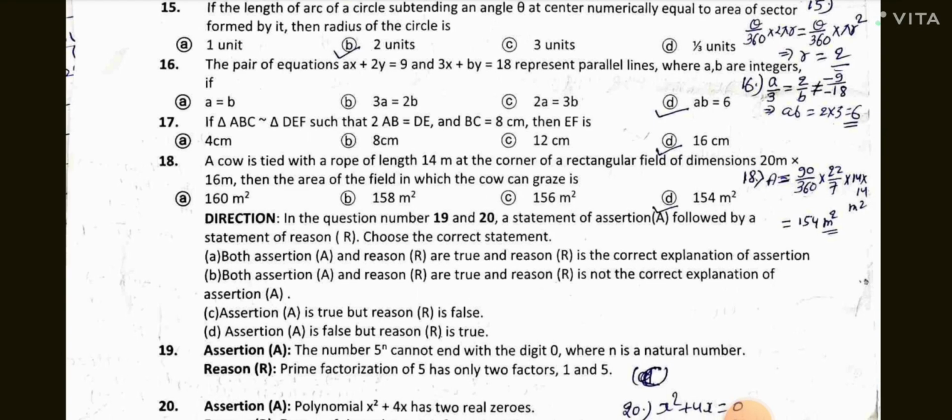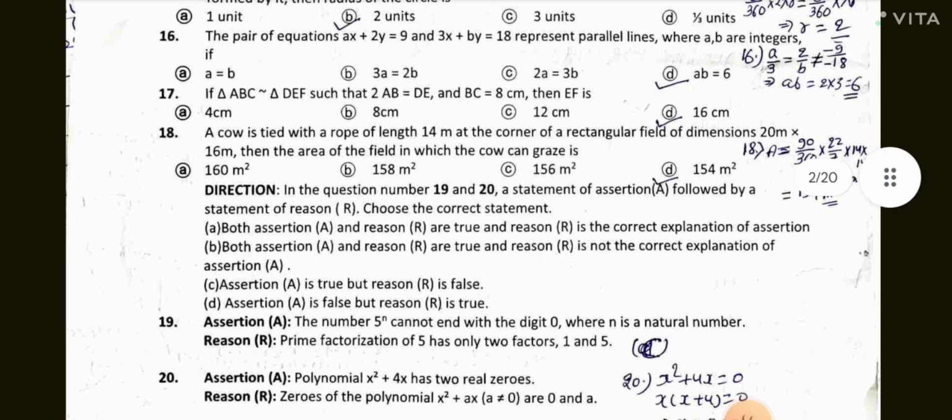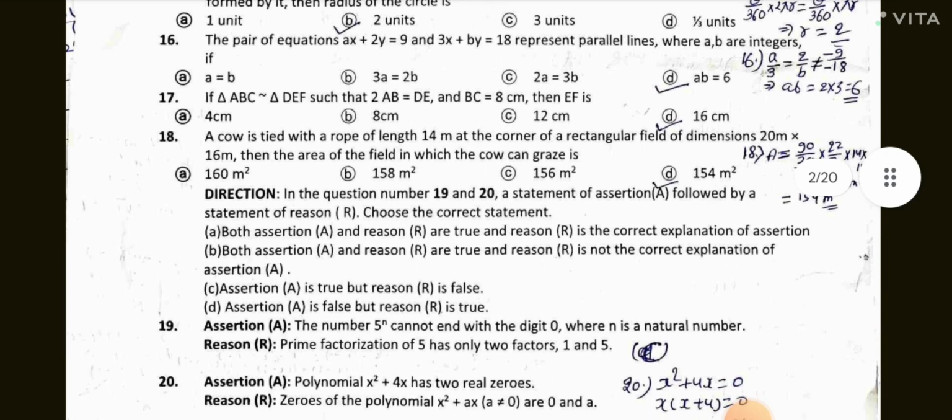Question 17. If triangle ABC is similar to triangle DEF and such that 2AB equal to DE, means DE equal to twice of AB, so same EF equal to twice of BC, and the value of BC is 8 centimeter, so it will be 2 into 8, 16 centimeter. So the right option is D, 16 centimeter.